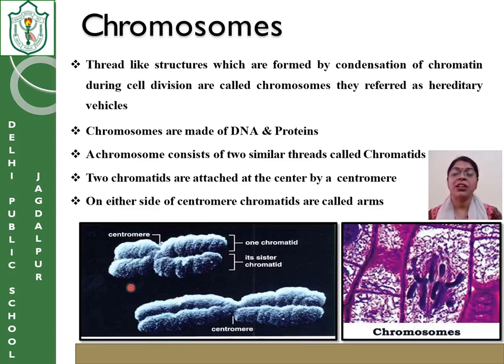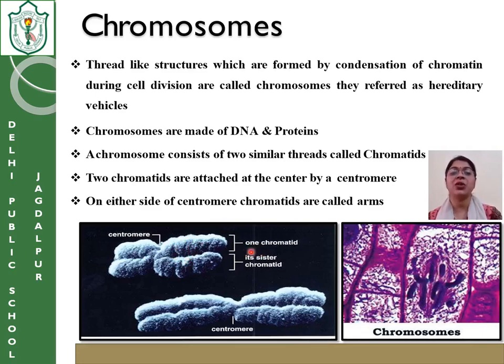Then the other one is called functional, which plays an important role. That is called non-histone proteins. Now, a chromosome consists of two similar threads called chromatids. You can see that there are two threads in this picture. These threads are called chromatids.